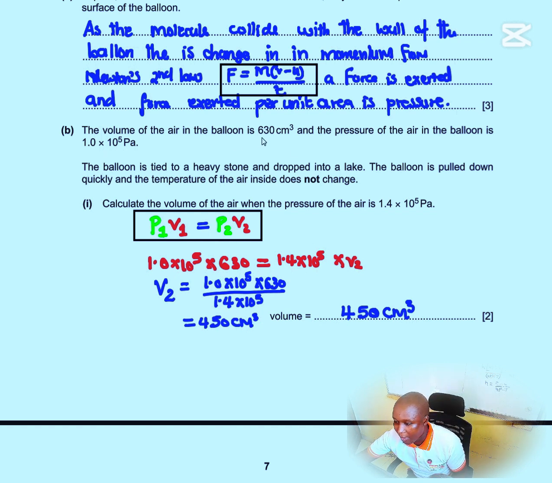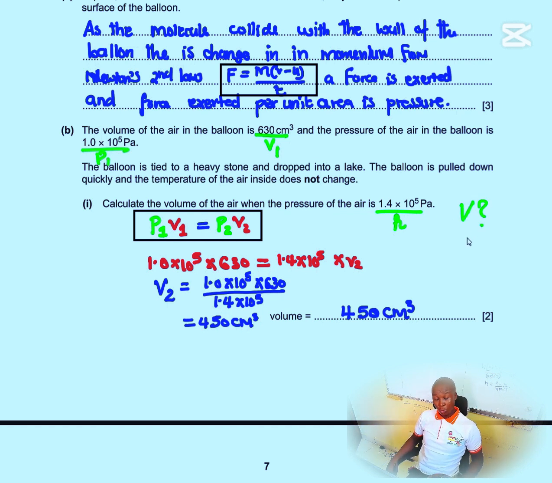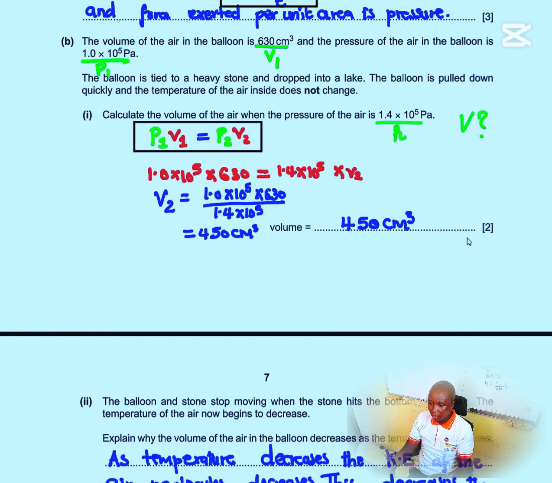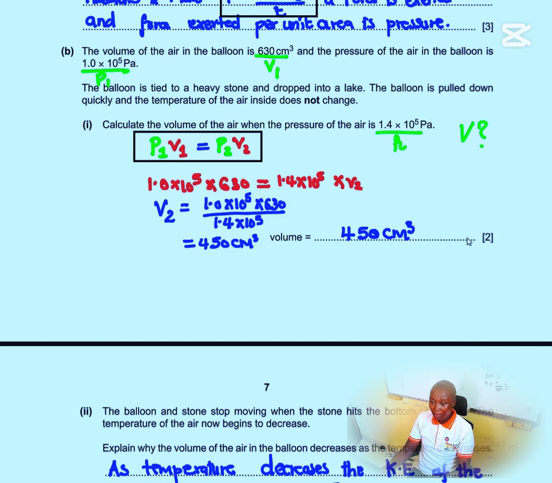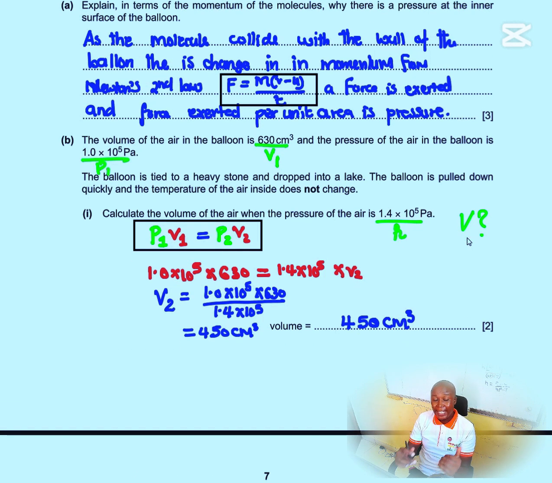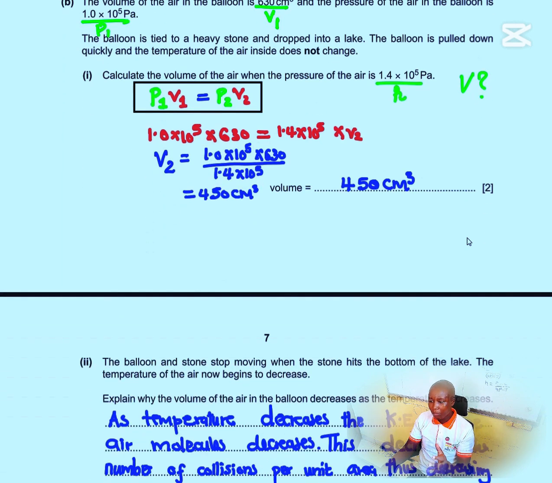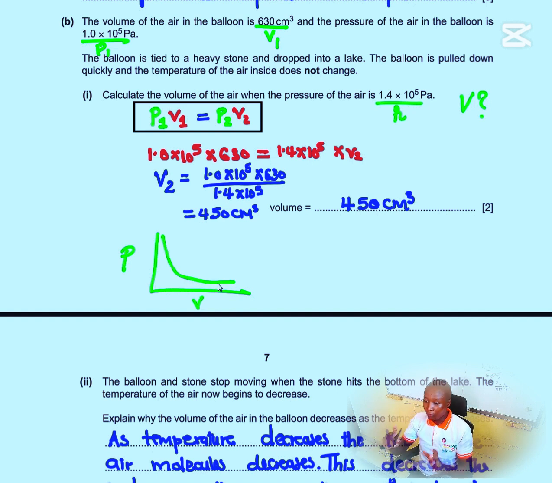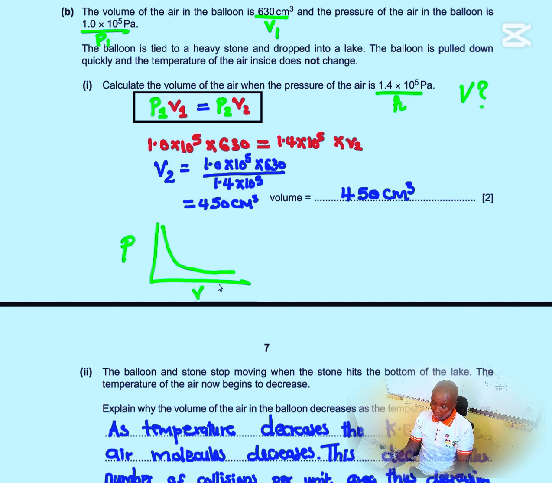So this is our V1, this is our P1, and then we have P2. We are looking for volume 2. Substituting that, we get our answer, which is 450 centimeters cubed. We see from here that as pressure increases, volume decreases. So pressure is inversely proportional to volume. Sometimes you will be told to sketch that graph, showing that as pressure increases, volume decreases.